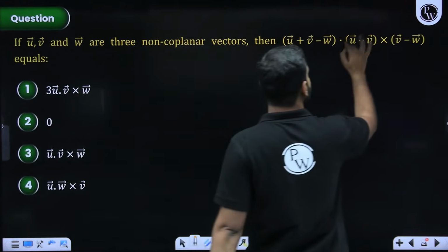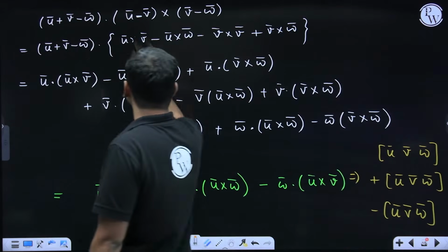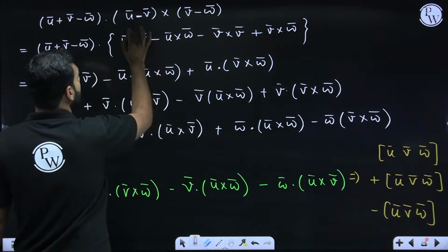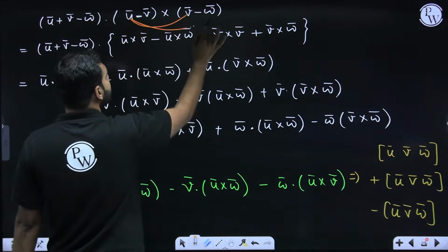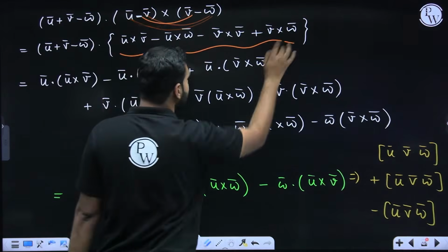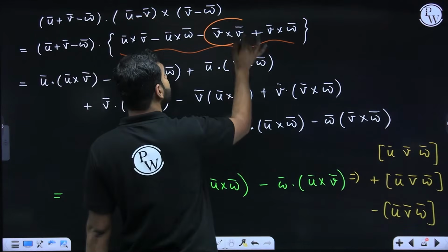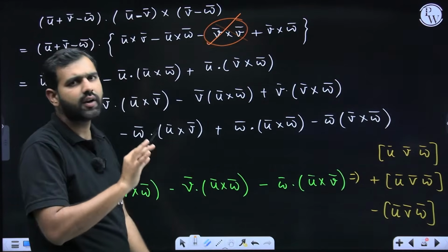So first of all, I'll simplify this and then I'll simplify this. How do we do this? See, u minus v cross v minus w. So I'll multiply u with this v, then u with this w, then v with this v, then v with this w. This is the product which I get. I hope you are understanding this cross product. So v cross v will be 0, so this is eliminated or discarded.